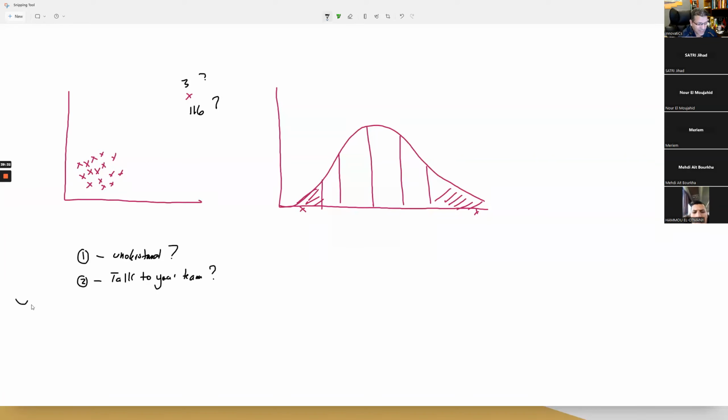Now let's assume that we understood the problem. We talked to the team. What do you think we should do with outliers?